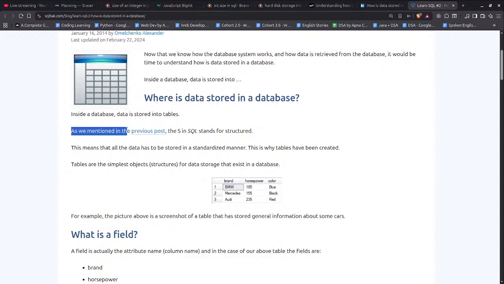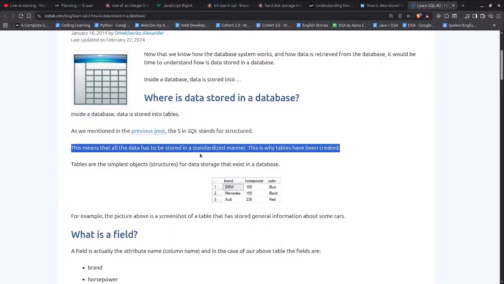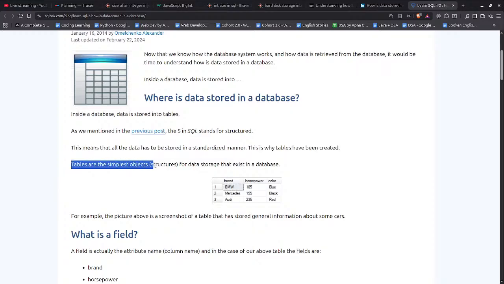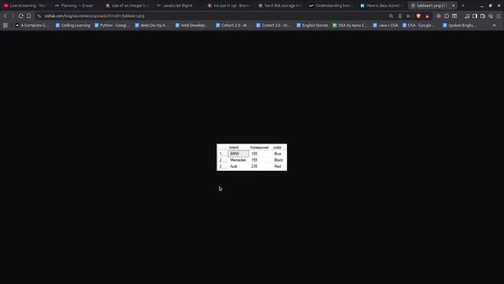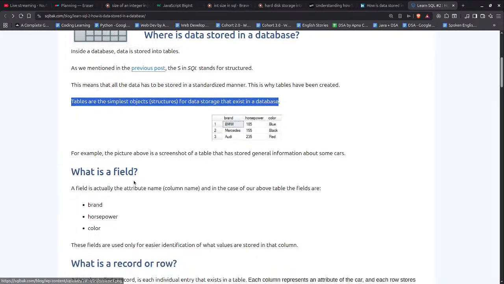That's right. As we mentioned in the previous post, the S in SQL stands for structured. This means that all the data has to be stored in a standardized manner. This is why tables have been created. Tables are the simplest object structures for data storage that exist in the database.